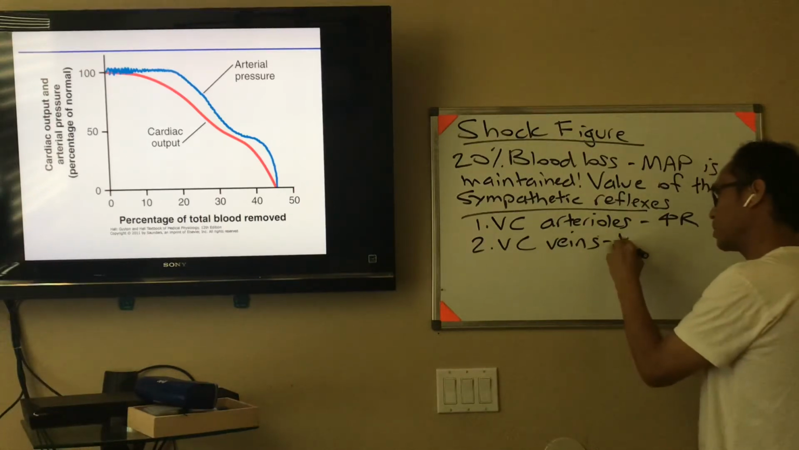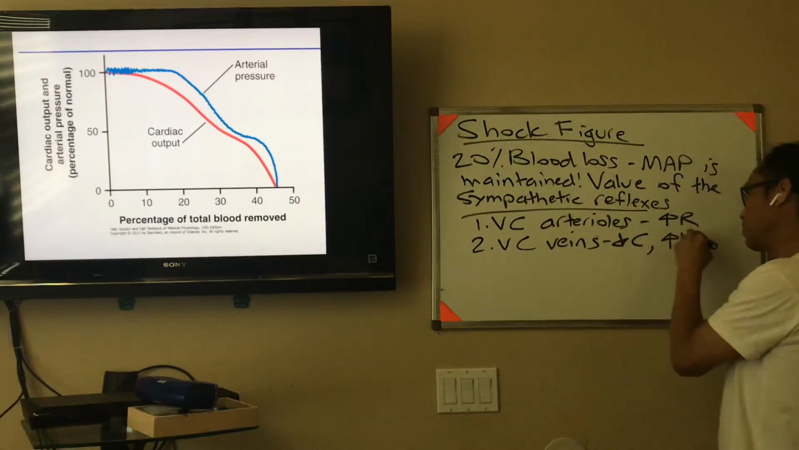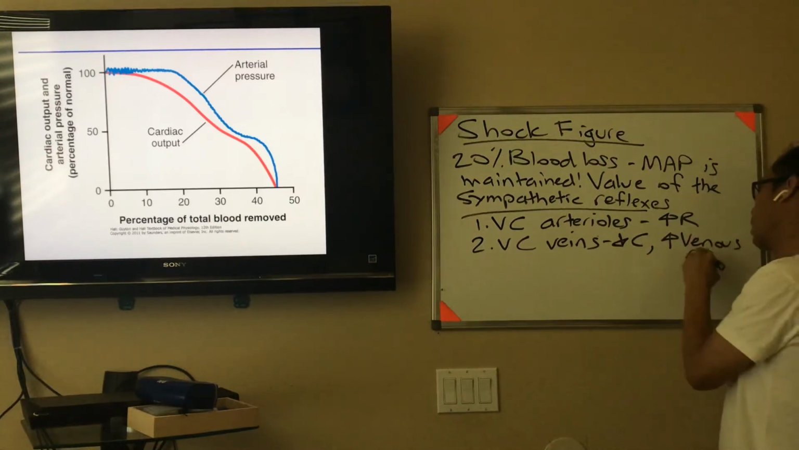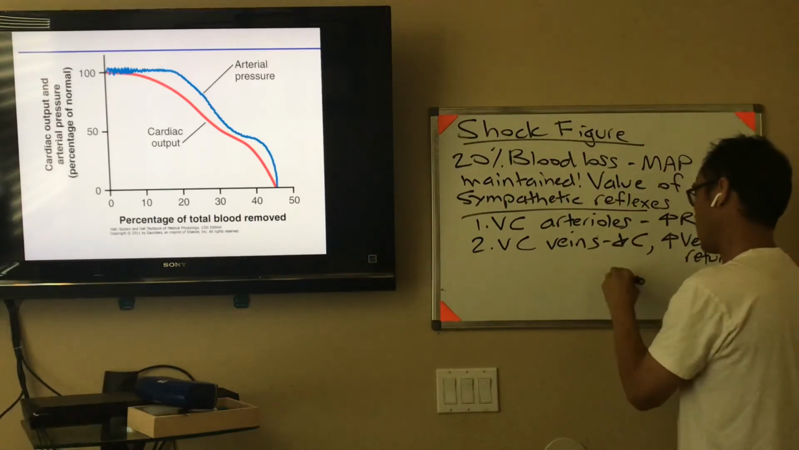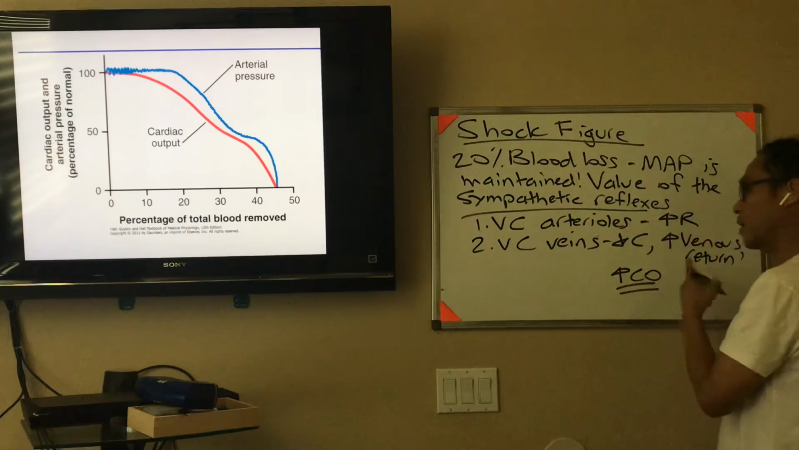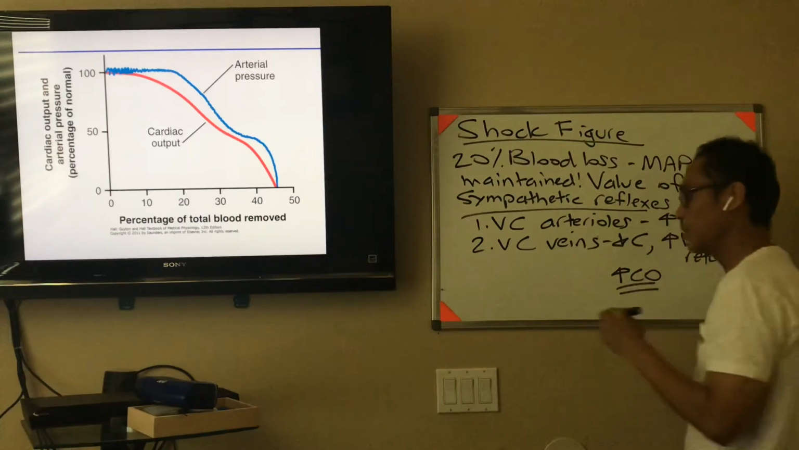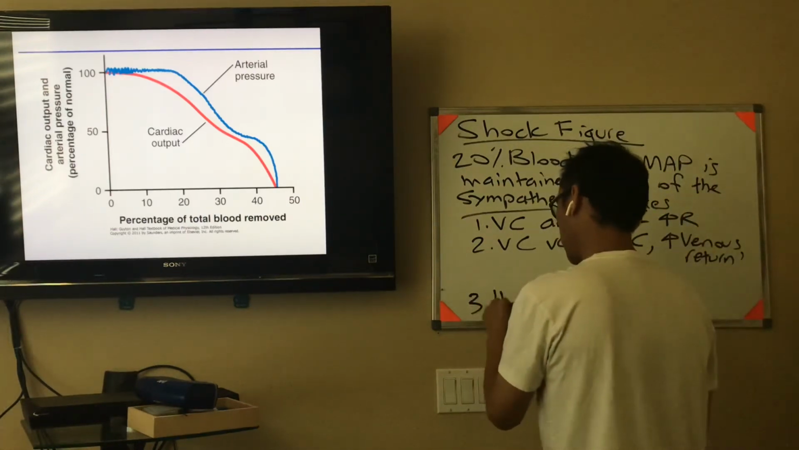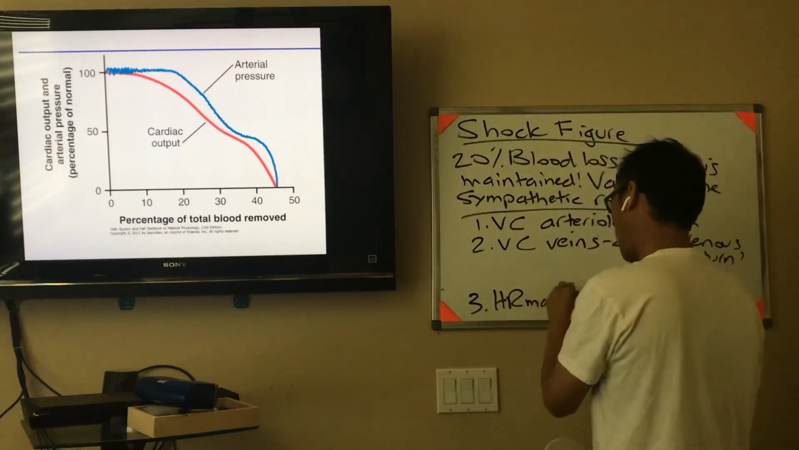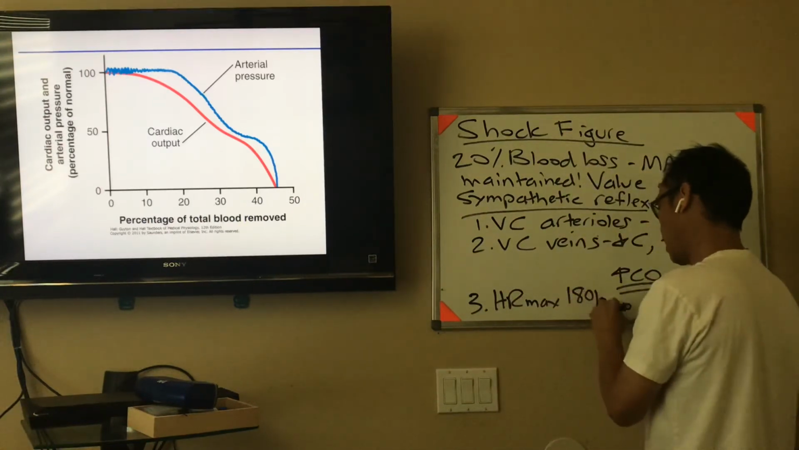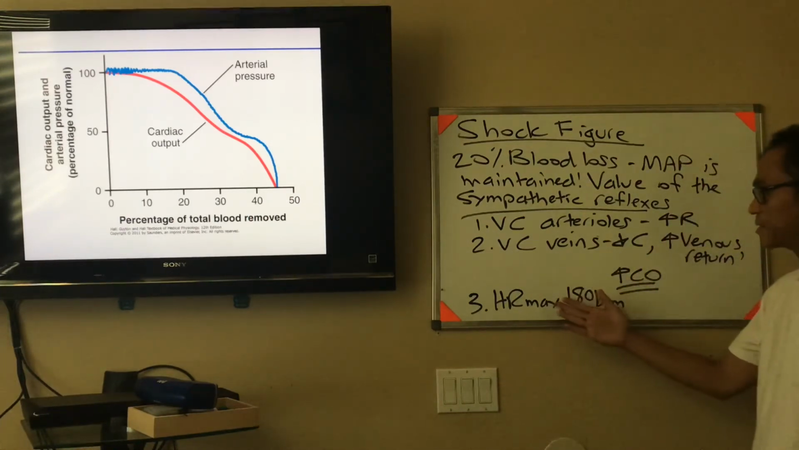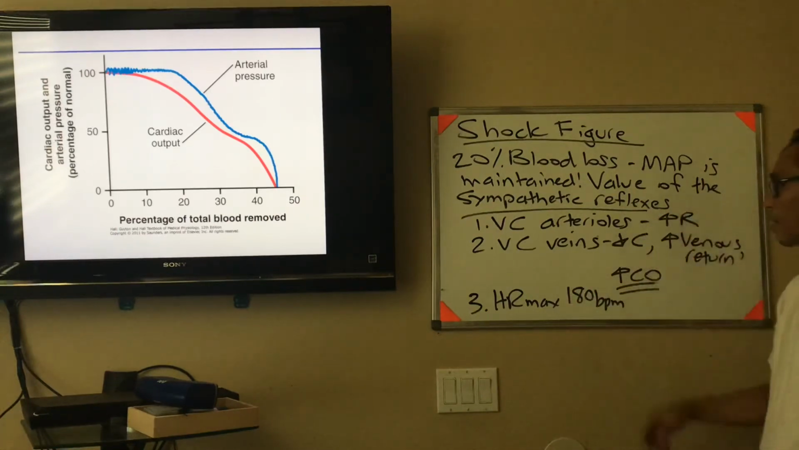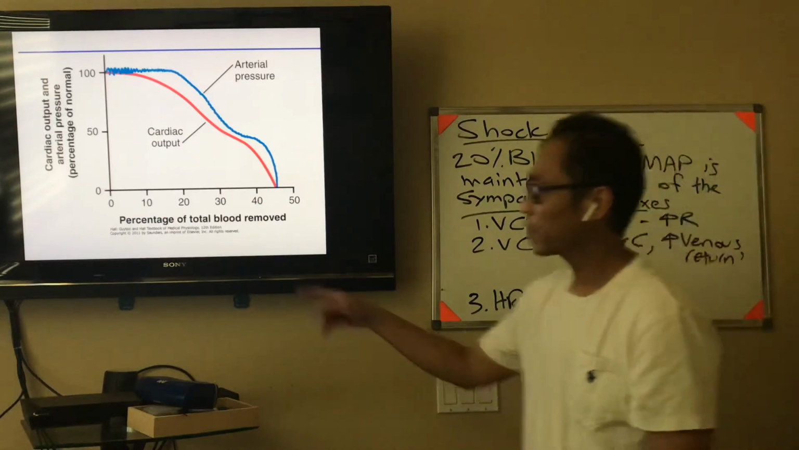What you're doing is you're decreasing the capacitance to increase the venous return, and then increase cardiac output. Okay, that was the effect on the venules, the small veins. And you're really attaining heart rate max, about 180 BPM for most adults. So these are the sympathetic reflexes. Get your heart beating as fast as it can and constrict the arteries and veins in a way to keep blood pressure elevated during this.